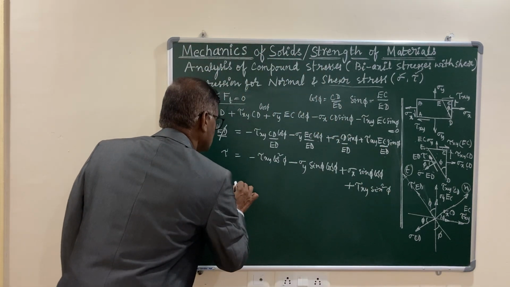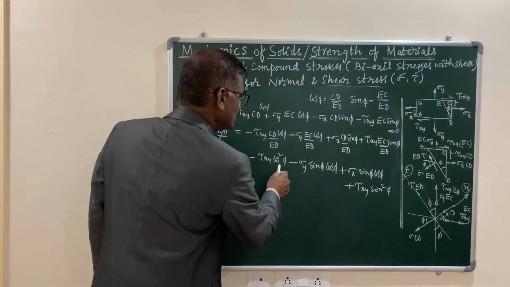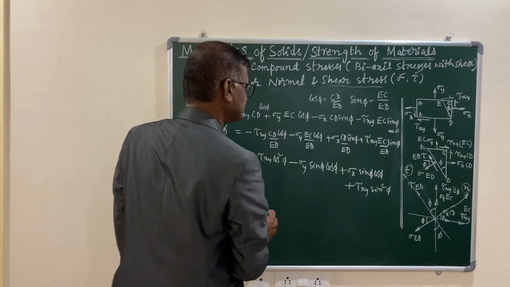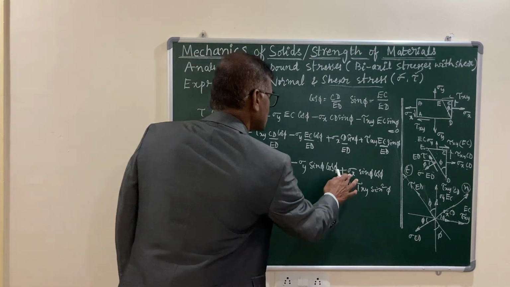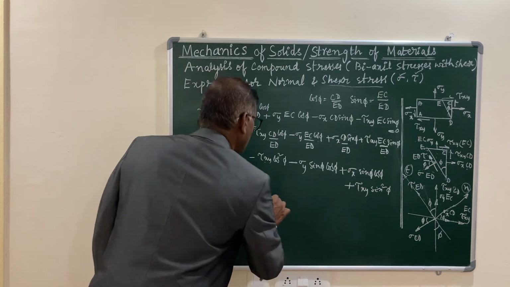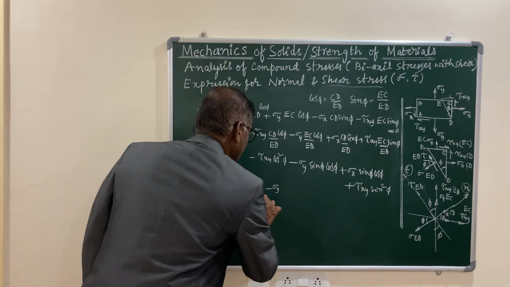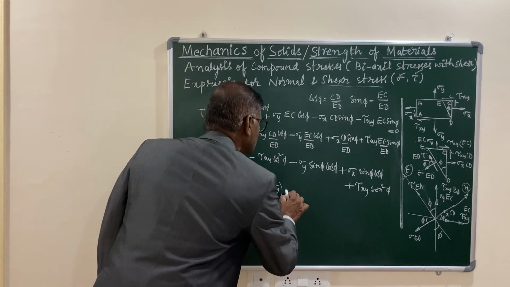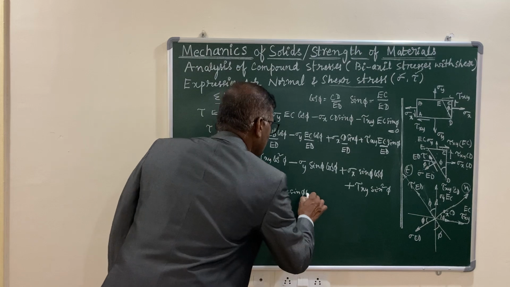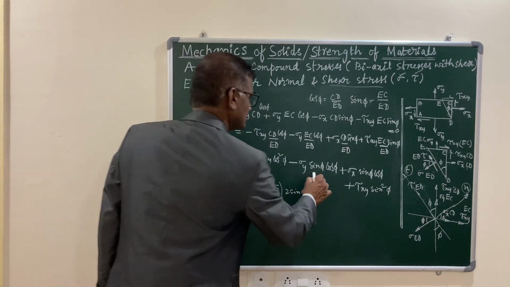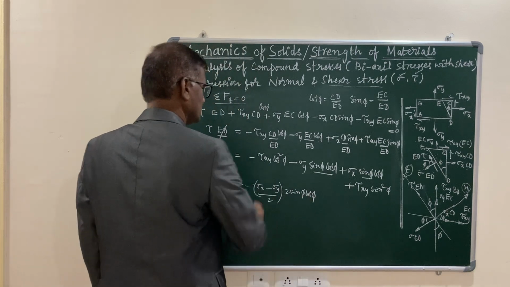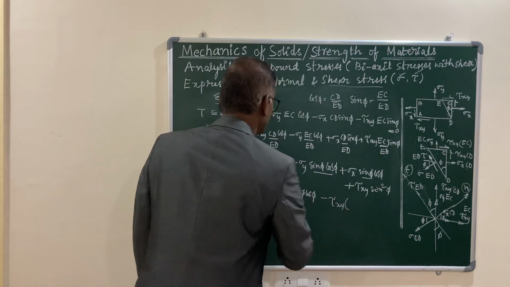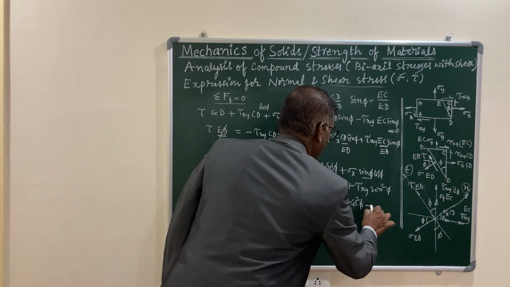Now let us take the terms common. Tau is equal to, here you see that this first term you can write down as sigma x minus sigma y. I am dividing it by 2 and multiplying with 2. So you have 2 sin phi and cos phi. So this and this, I have taken two terms. The other terms, let me take minus tau xy common, so that you have cos square phi minus sin square phi.